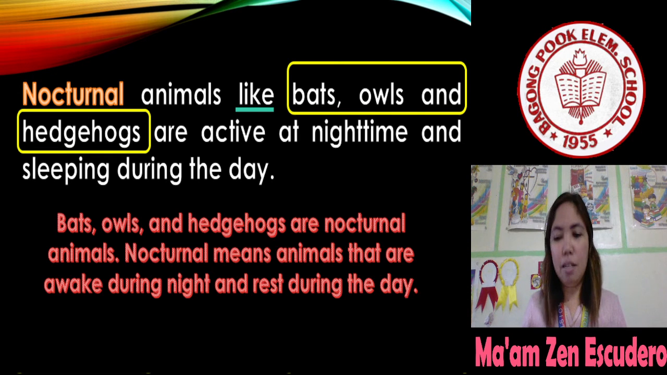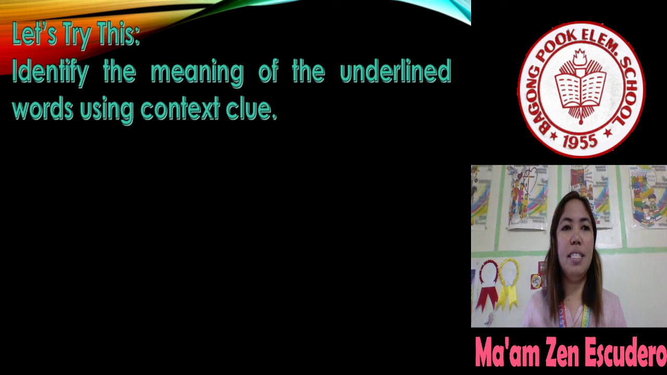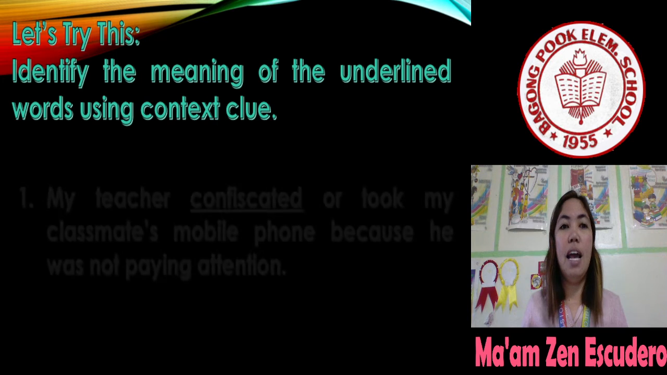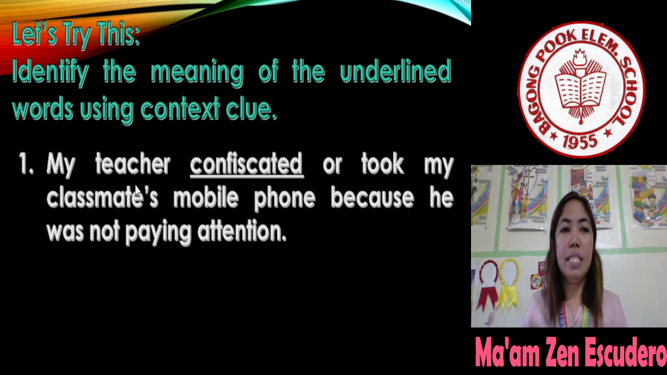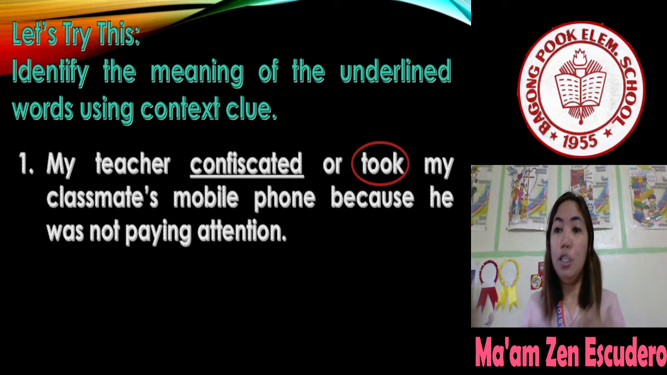We have some activities here. Let's try this. Identify the meaning of the underlined words using context clues. Let's read the first one. My teacher confiscated or took my classmate's mobile phone because he was not paying attention. Do you know what is confiscated? It's unfamiliar, right? But there's a context clue. The context clue here is or. And the meaning of confiscated is took. So confiscated means took, or somebody takes it from you, right?